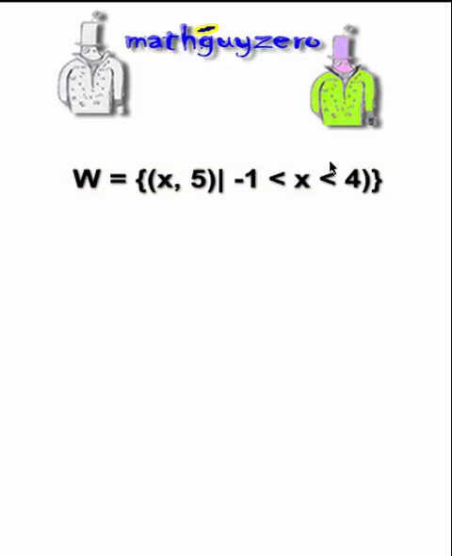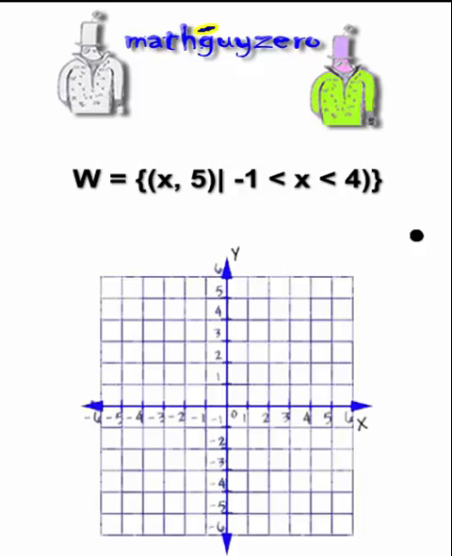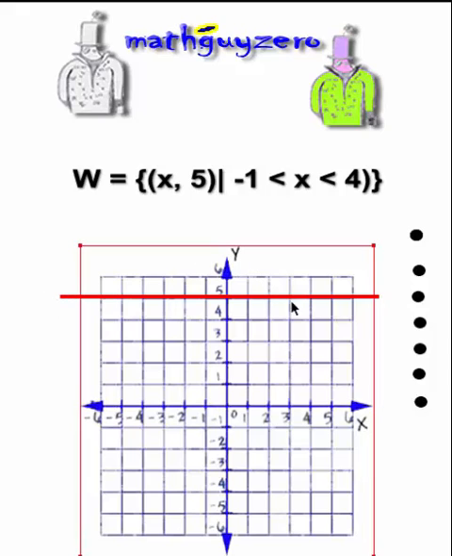Not less than or equal to, not greater than or equal to. So then that means we're going to have to do something about that, usually with the little unfilled circles. But let's go ahead and pull up our Cartesian plane. You got to notice that whatever the coordinates are, y is always going to be 5. What that means is whatever the graph is going to look like, it has to be on this horizontal line. This is the y equals 5 horizontal line.